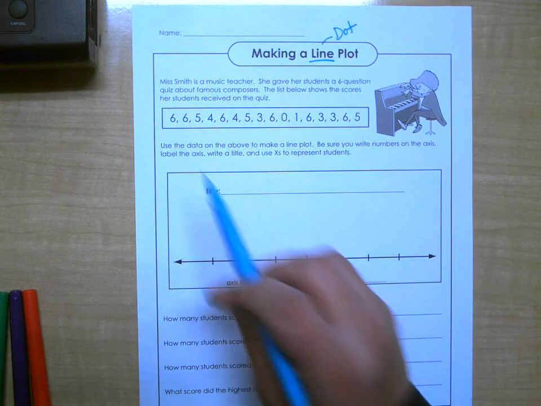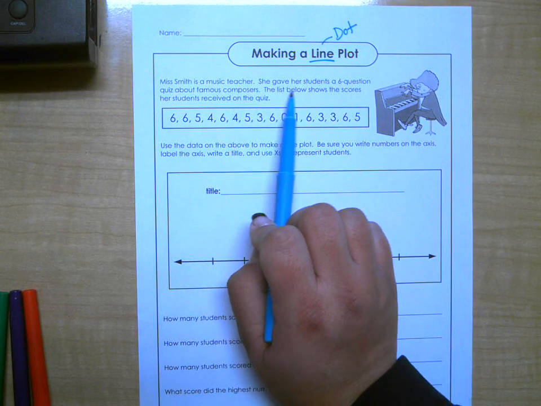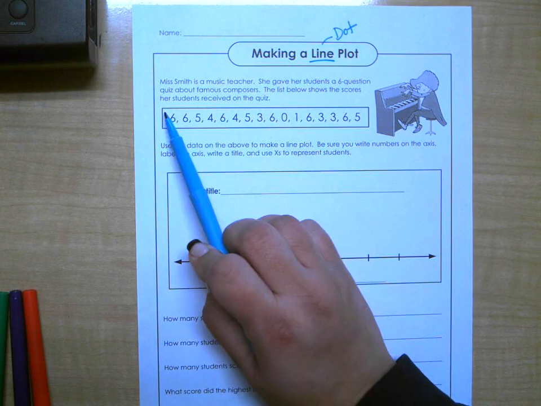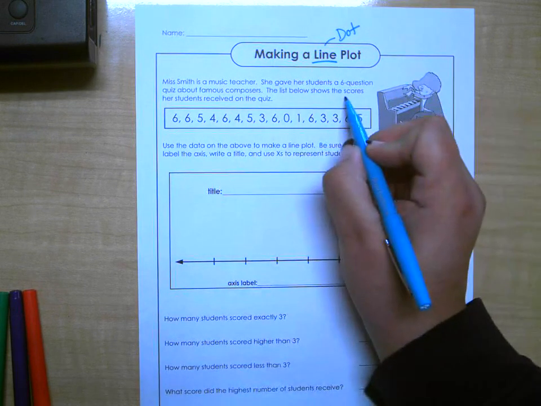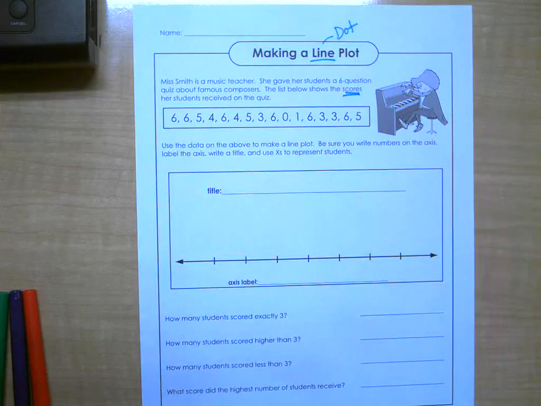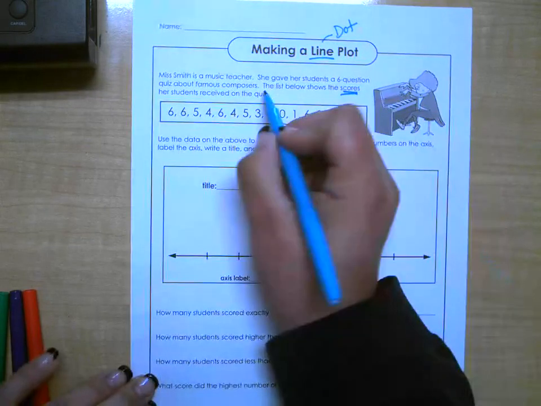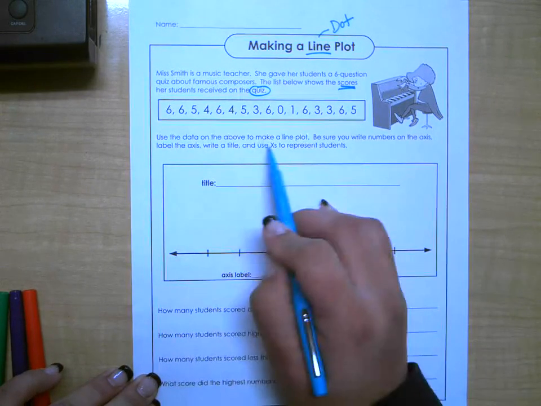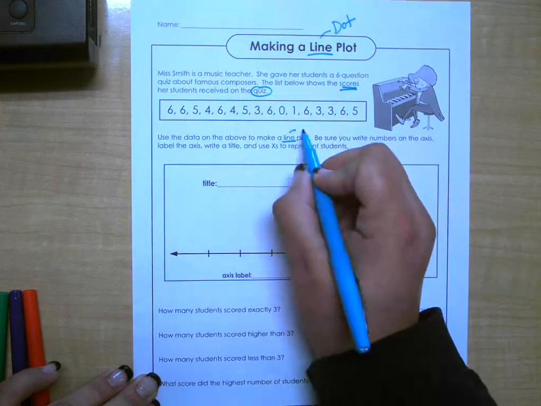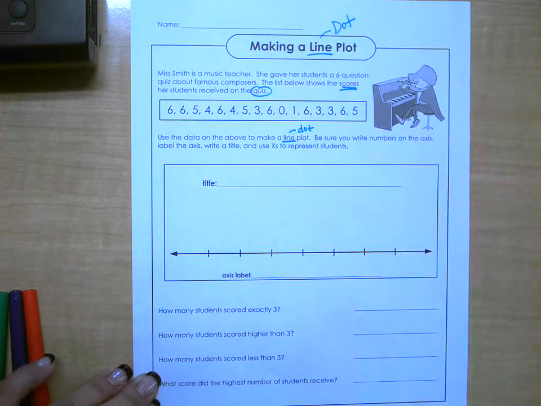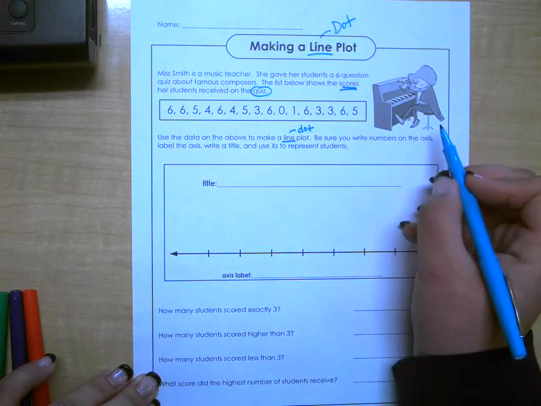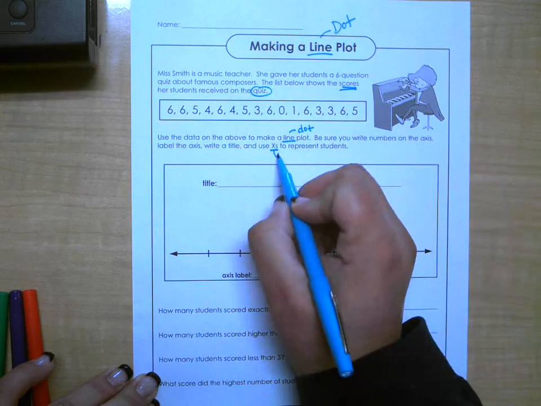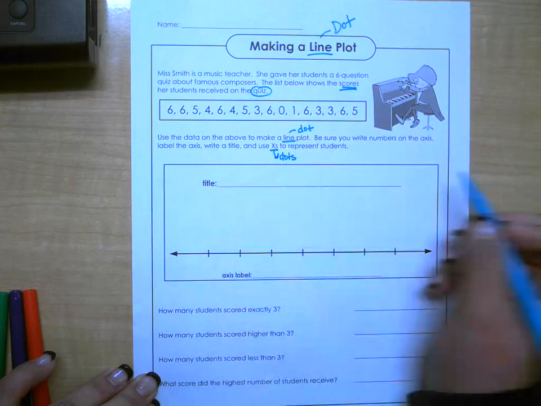So here our problem says, Miss Smith is a music teacher. She gave her students a 6-question quiz about famous composers. The list below shows the scores her students received on this quiz. So I know that these numbers represent the scores that the students got on that quiz. It says to use the data above to make a line plot. Again, a line plot can also be a dot plot. Be sure you write numbers on the axis, label the axis, write a title, and use X's to represent the students. In our case, we're going to use dots, but you can use X's as well.